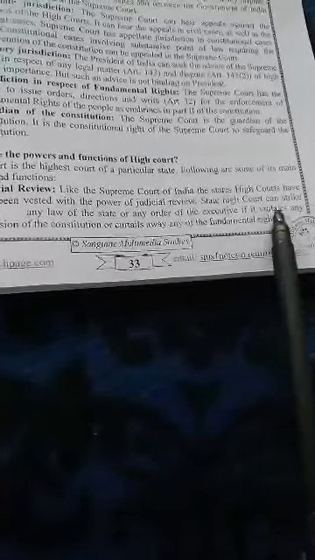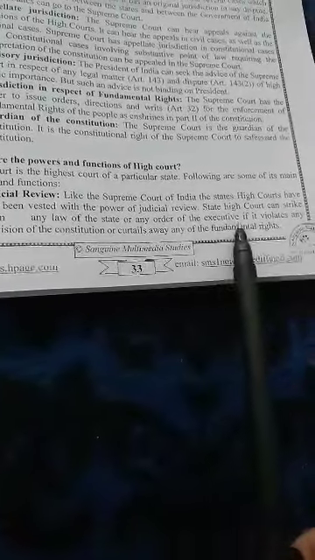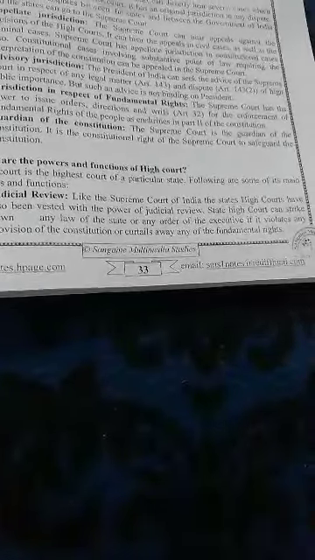Number one is here judicial review. Like the Supreme Court of India, the states' high courts have also been vested with the power of judicial review. State High Court can strike down any law of the state or any order of the executive if it violates any provision of the Constitution or curtails away any of the fundamental rights.